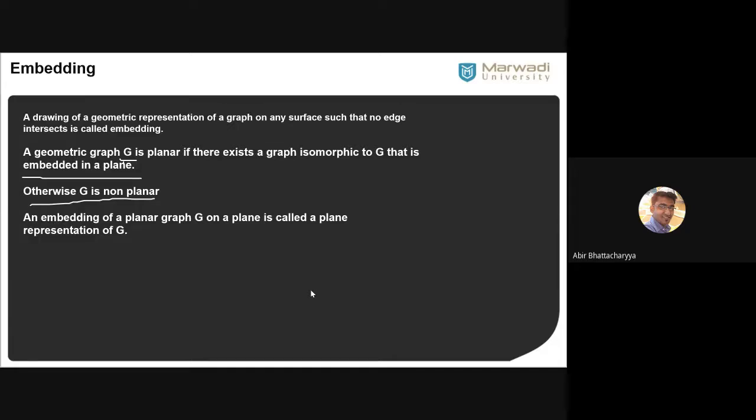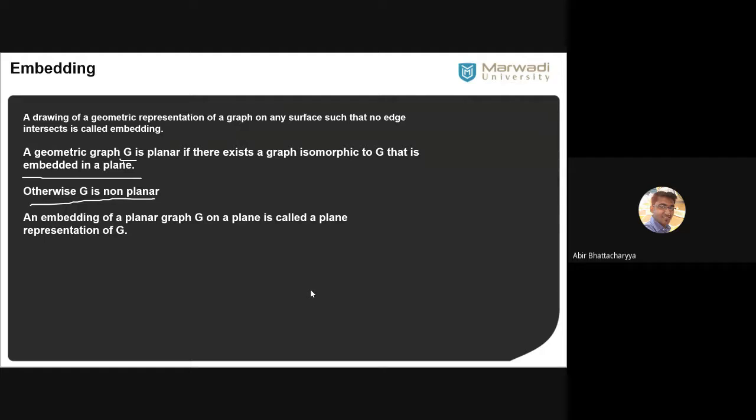Now, what is an embedding? A drawing or geometric representation of a graph on any surface such that no edge intersects is called an embedding. A geometric graph G is planar if there exists a graph isomorphic to G that is embedded in a plane. Otherwise, it is non-planar.